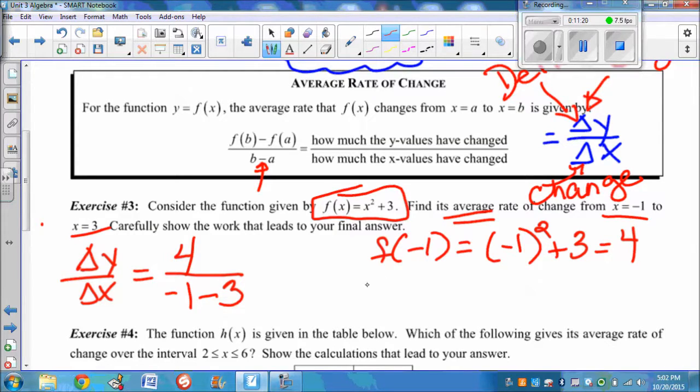So I'm going to do the same thing. Got my function, now I'm going to put an input of 3 in. Well, what does this function give us? It takes and it squares the input and adds 3, so this is 9 plus 3, which is 12.